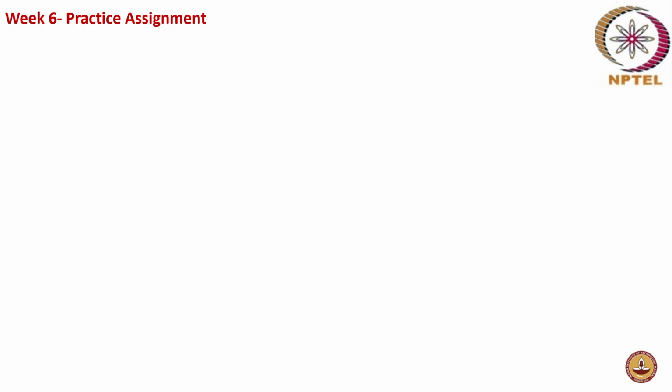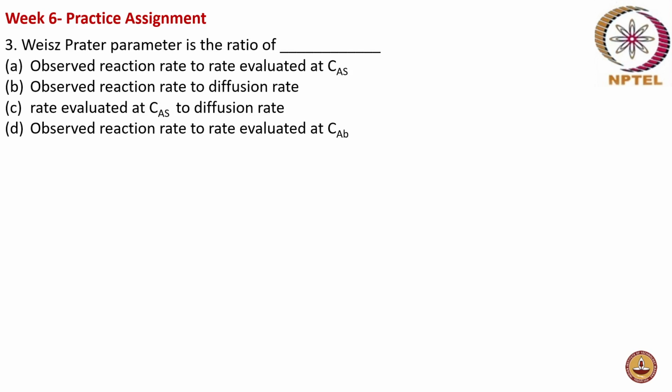Now let us go on to question number 3. Is the Weiss-Prater parameter the ratio of observed reaction rate to the reaction rate evaluated at concentration at the surface of the pellet, or is it the observed reaction rate to the diffusion rate, or is it the rate evaluated at the pellet surface condition to the diffusion rate, or is it option D, observed reaction rate to the rate evaluated at the bulk conditions? So which of the following is correct?